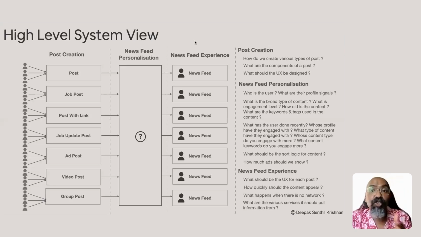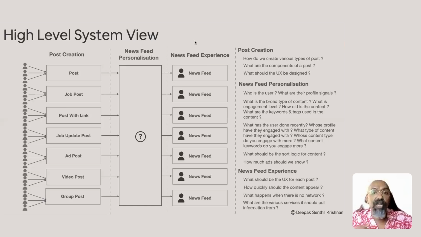Now, when it comes to, say, newsfeed personalization, who is the user? What are their profile signals? What are the broad types of content being created? How do we know what is an engagement level to decide what should be shown and what should not be shown? What is the age of content, which will help us to decide, should I show old content or should I show new content? What should the content characters be, like the keywords, tags, etc., and how can we use that intelligence to do mapping better? Basis this, how should we define the sort logic?